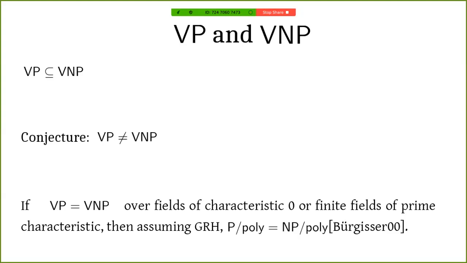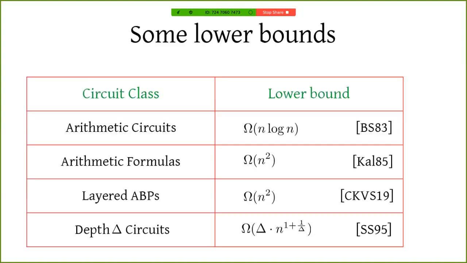So now let me mention some known lower bounds for arithmetic circuits. While ideally we would like to have super polynomial lower bounds for this model, the best known lower bound for arithmetic circuits is omega of n log n, which is a superlinear bound. On the other hand, for arithmetic formulas and layered algebraic branching programs, or layered ABPs, quadratic lower bounds are known. Arithmetic formulas are arithmetic circuits whose underlying graphs are trees, and layered ABPs are a model of computation that lies somewhere between arithmetic circuits and arithmetic formulas.